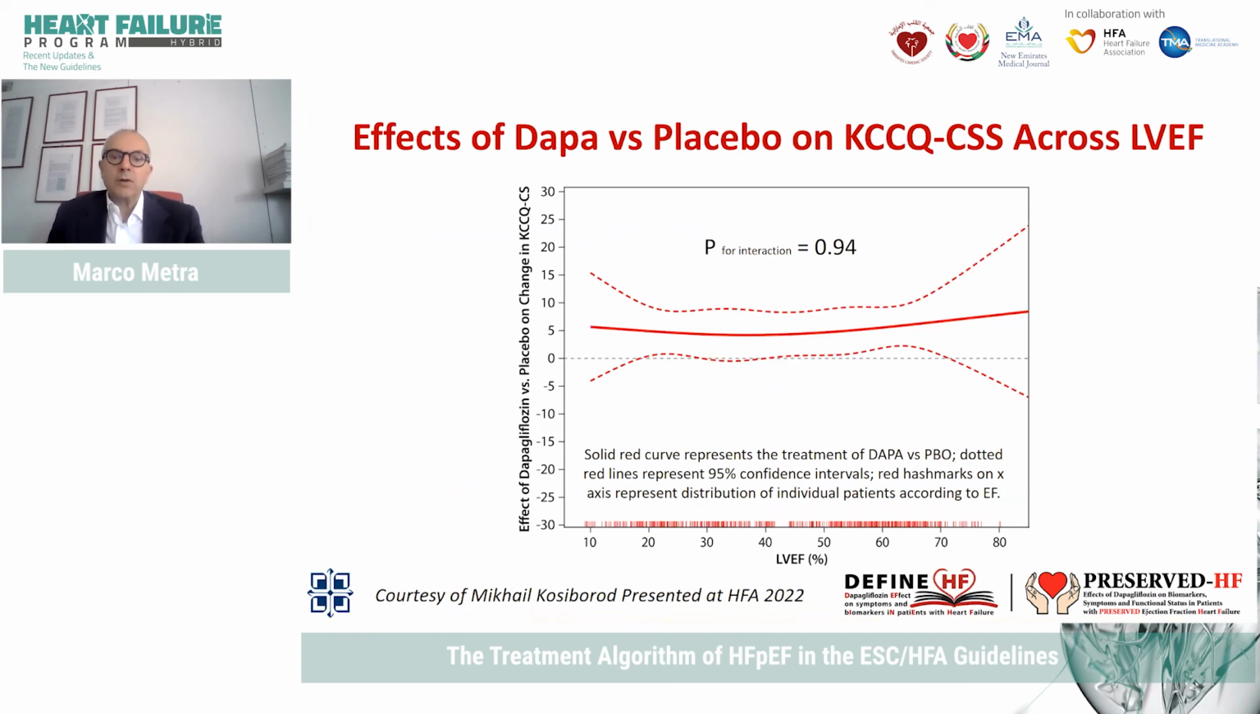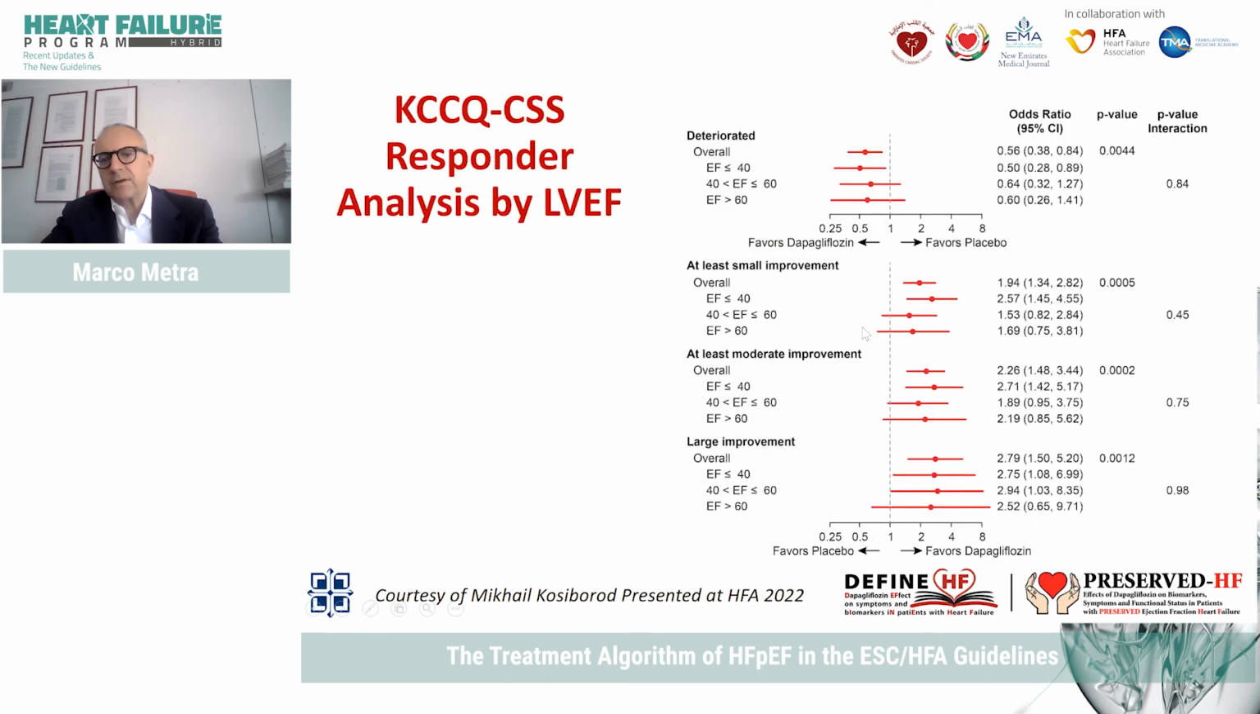And what else? We don't have data with dapagliflozin yet. We had data with respect to the effects of dapagliflozin on quality of life in this combined analysis of DELIVER-HF and PRESERVED-HF. You see that across all the range of ejection fraction values, again with wider confidence intervals in the patients with the higher ejection fraction, quality of life is improved across all the different ejection fraction values. These are the results, again, of quality of life in the patients subdivided in subgroups according to the ejection fraction.